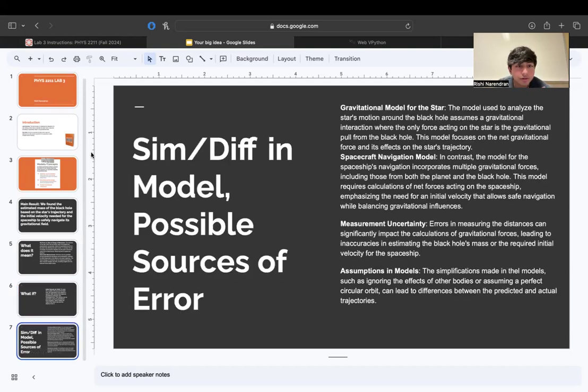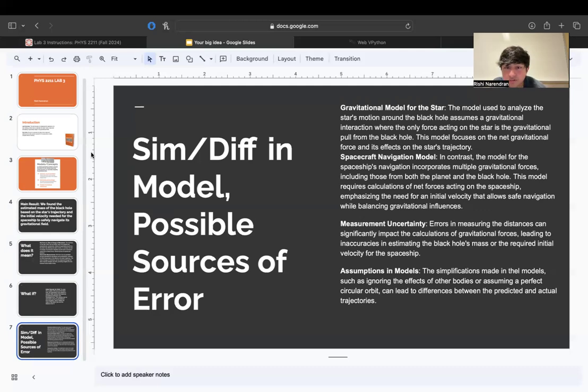Now I'm going to talk about the similarities and differences between the two models and possible sources of error. For the gravitational model, this model was used to analyze a star's motion around the black hole, and it assumes the only force acting on the star is the gravitational pull from the black hole. But in contrast, the model for the spaceship's navigation incorporates multiple gravitational forces, including those from both the planet and the black hole.